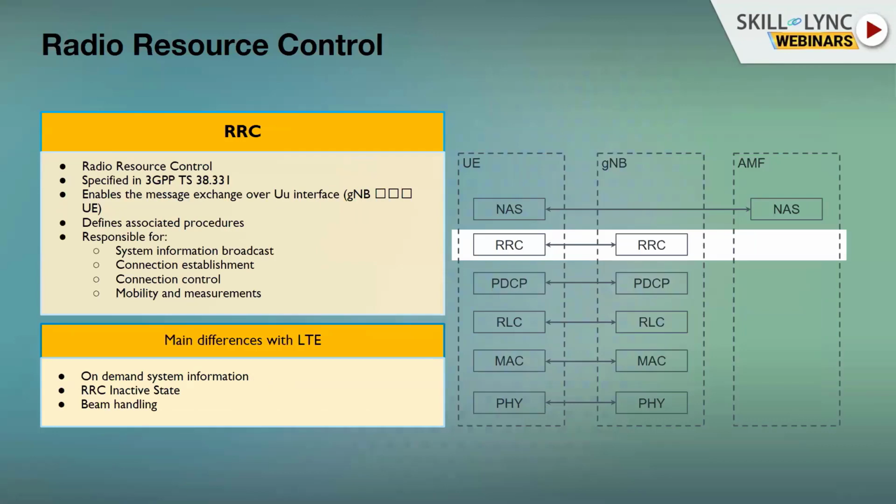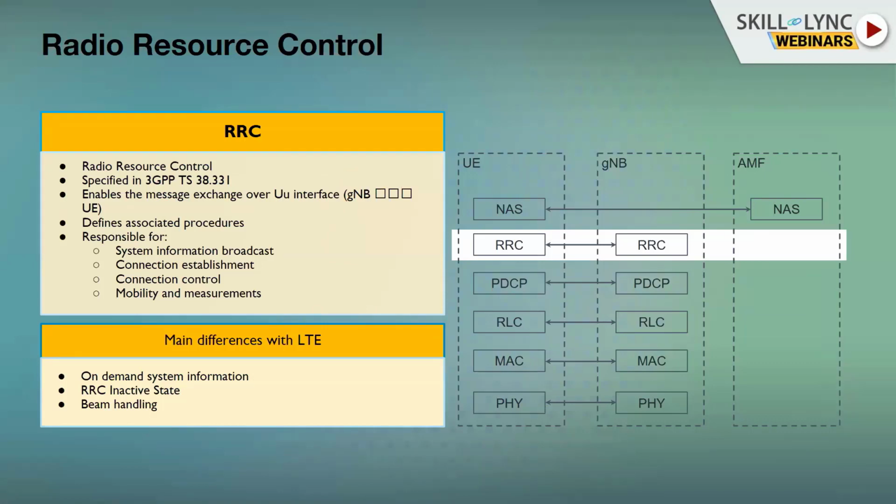The RRC or the radio resource control. The radio protocols we were talking about in the previous slides are present in both user and control planes. The radio resource control or RRC is used in the control plane only. This protocol is specified in 3GPP.